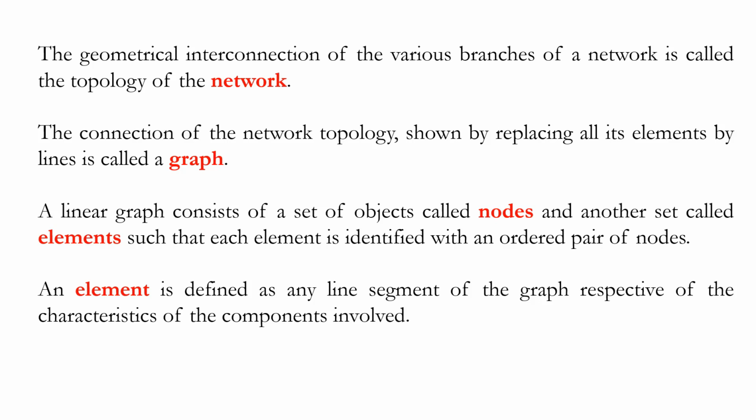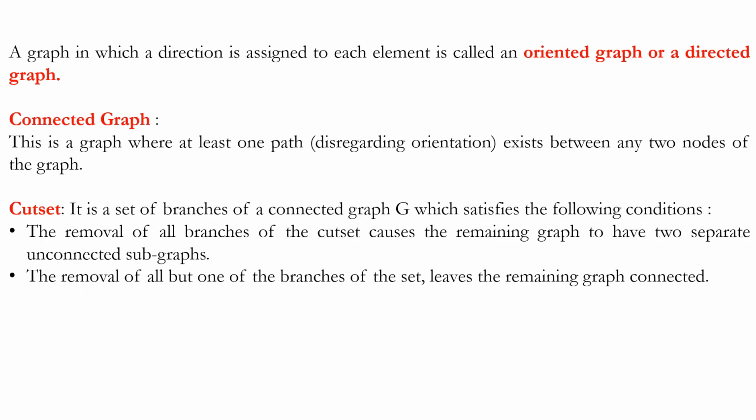A linear graph consists of set of objects called nodes and another set called as elements, such that each element is identified with an ordered pair of nodes. An element is defined as any line segment of graph respective to the characteristics of components involved. A graph in which a direction is assigned to each element is called an oriented graph or a directed graph.